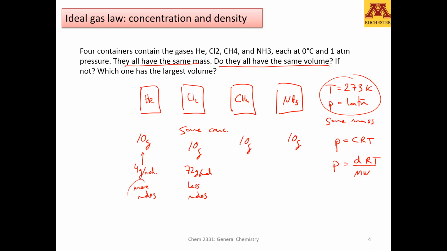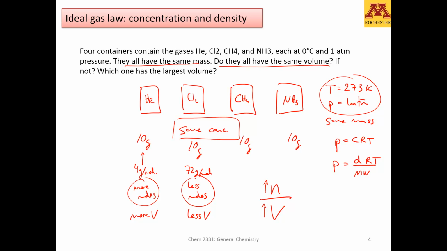So how can it be that we have more moles in one case, fewer moles in the other case, and yet we have the same concentration? That can only be because we change the volume. The container with more moles will have to have more volume so that the concentration is the same. The container with fewer moles will be the container with the lowest volume so that the ratio is the same, so that concentration is the same.